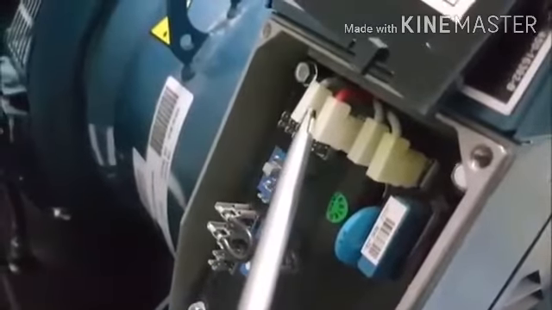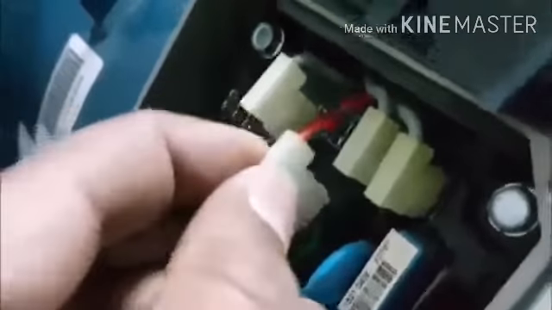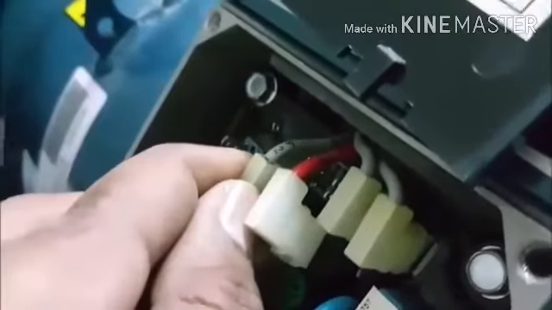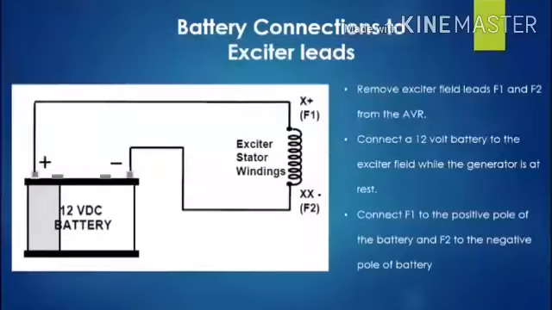Exciter lead F1 is positive, generally red in color, and F2 is negative, which is gray in color. If you look at the exciter leads closely, you will notice that F1 and F2 are written on the cable. You can see in the video F1 and F2 are clearly visible. After locating the F1 and F2 leads, remove both F1 and F2 leads from the AVR carefully.